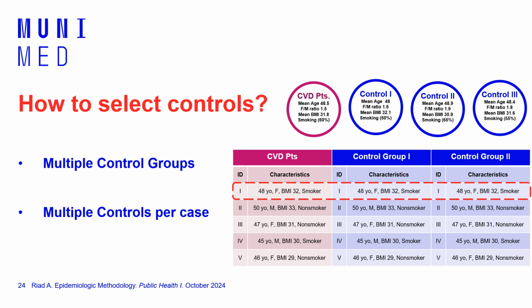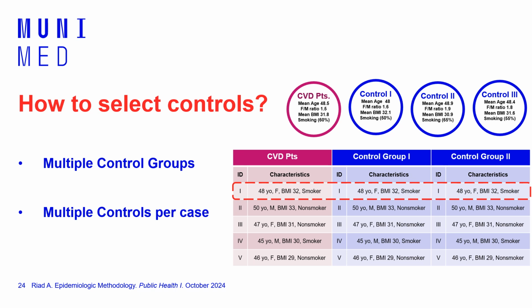So this way of recruitment is called multiple controls per case, because you will look at the characteristics of each individual in your cases list, and then you will go to the community and find maybe 3 or 4 healthy individuals who have the exact same characteristics as each of your patients.